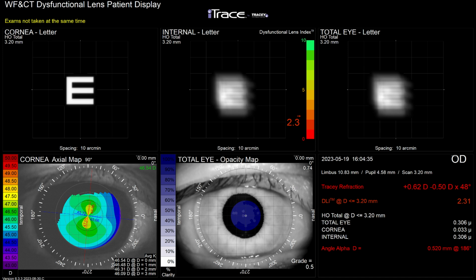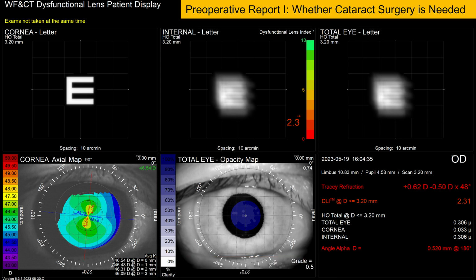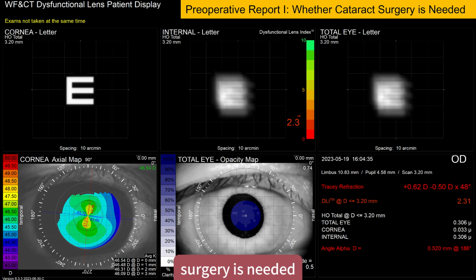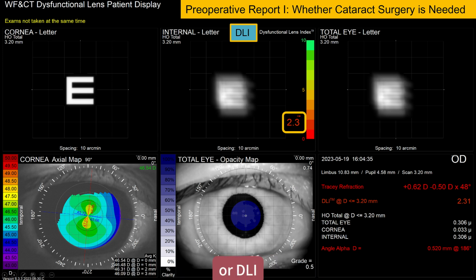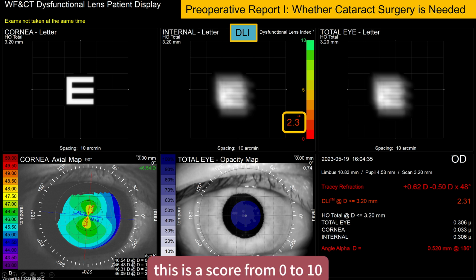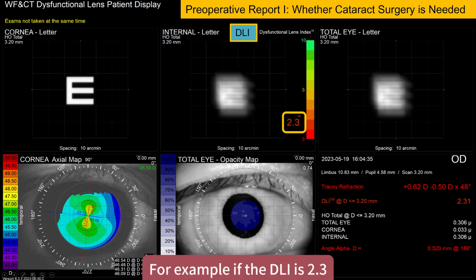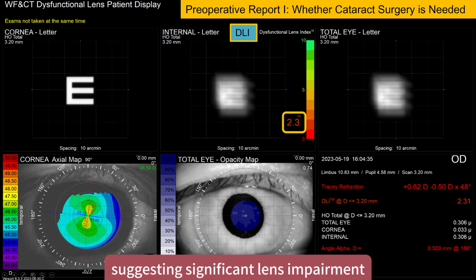Preoperative Reports Part 1, DLI and Surgical Necessity. In the preoperative stage, we primarily analyze two key reports. Let's start with the first one, Preoperative Report I, which helps us decide whether cataract surgery is needed. The most important metric here is the Lens Dysfunction Index, or DLI. This is a score from 0 to 10, where a lower number indicates poorer lens function. For example, if the DLI is 2.3 as shown in the figure, that's considered very low, suggesting significant lens impairment.